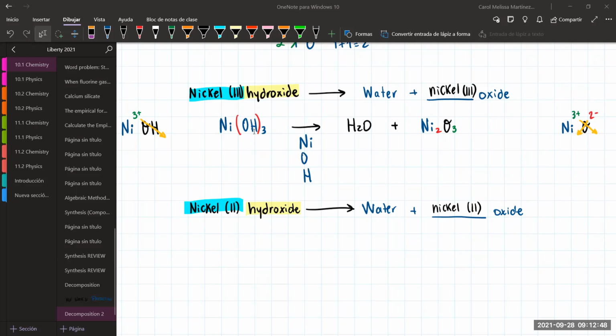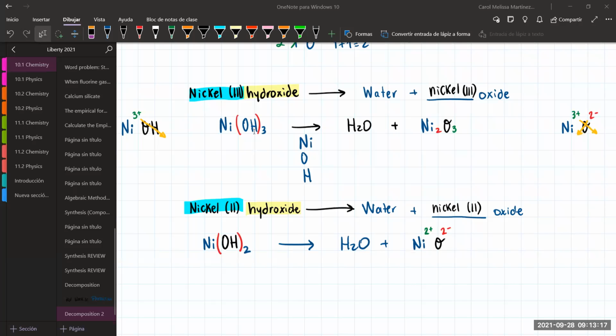I'm going to do now the other procedure. For nickel 2 hydroxide, nickel 2 will be Ni(OH)2, because it is nickel 2. So the number that is being crisscrossed is the 2. In the product, you will get water and nickel 2 oxide. Nickel 2 that is like this, and oxide that is like this.